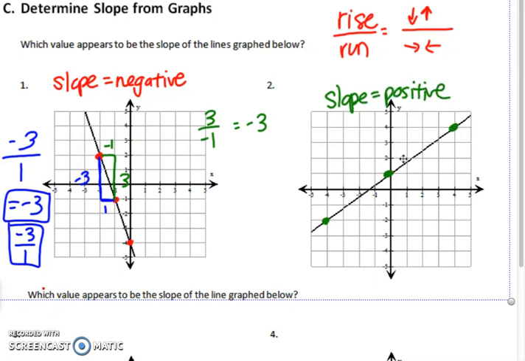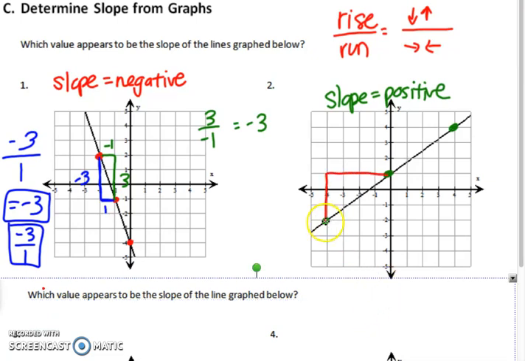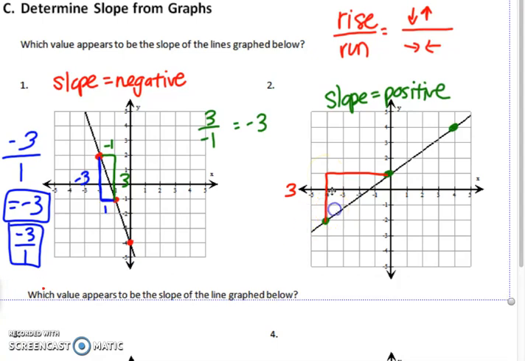So pick any point and then kind of draw an up and down line to connect them. And then I'm going to start at the lowest point. So I went up 1, 2, 3. And then I went over 1, 2, 3, 4. Okay, so rise over run would be 3 over 4.